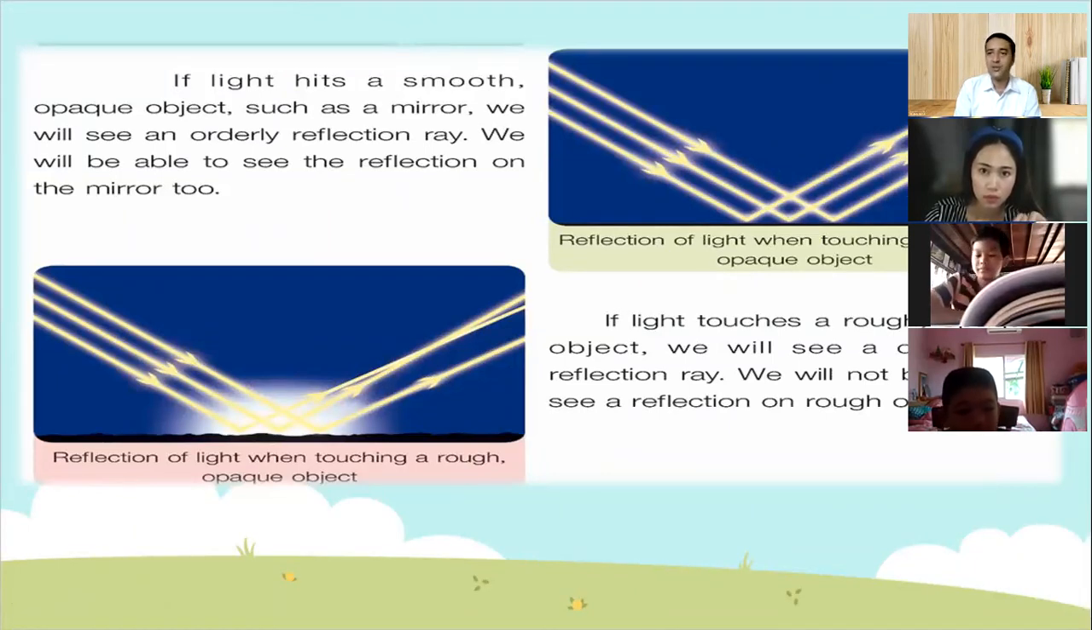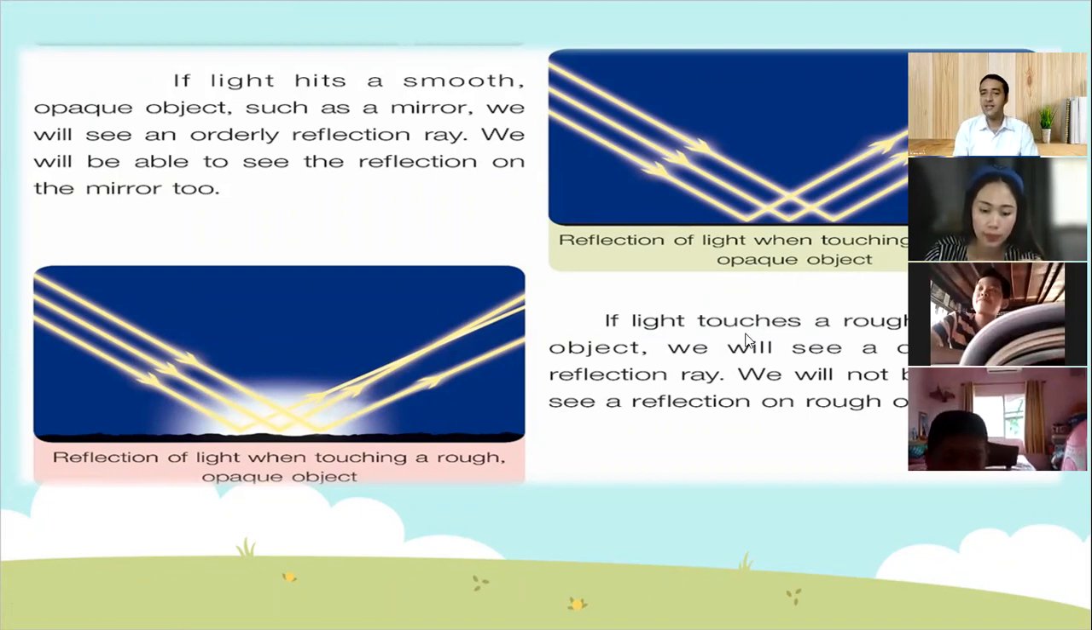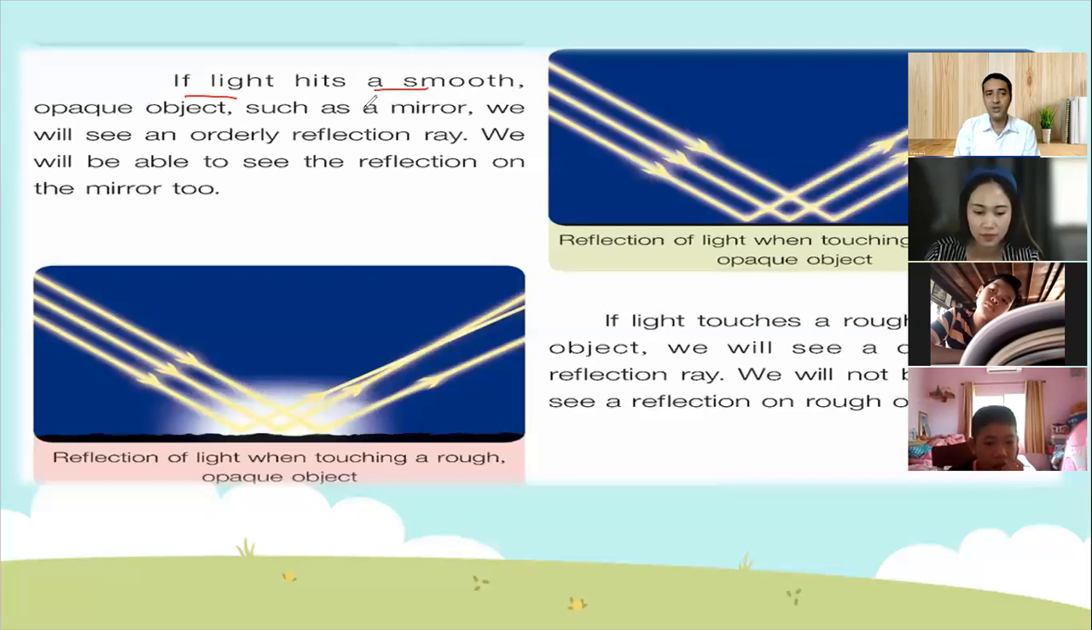All right. So when light reflects, it also depends on the surface. Different objects have different reflection. Here you can see, if light hits a smooth opaque object such as a mirror, we will see an orderly reflection ray. So we will be able to see the reflection on the mirror too, like you can see here in this photo.